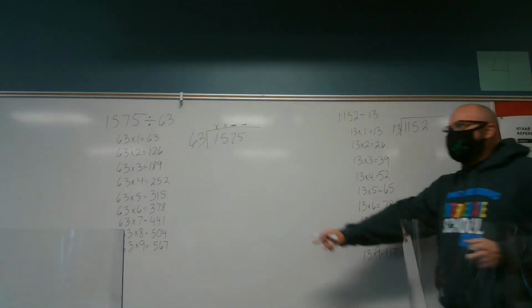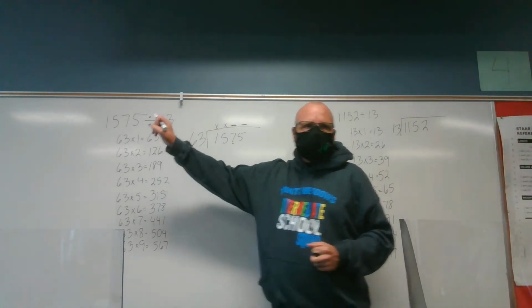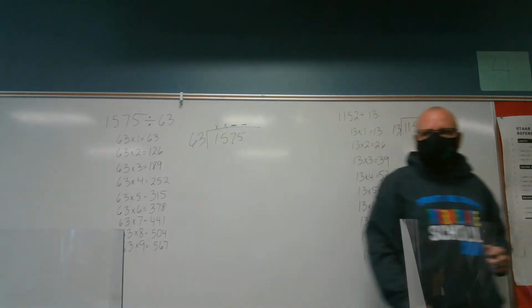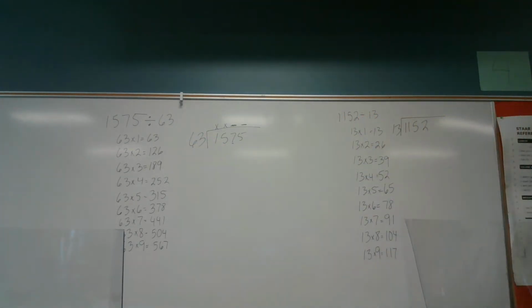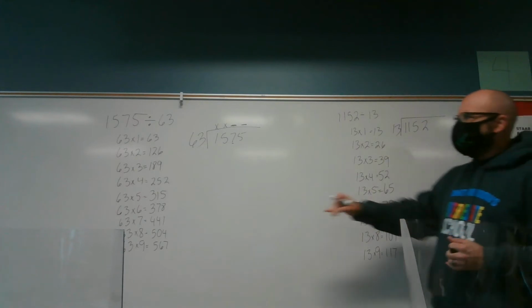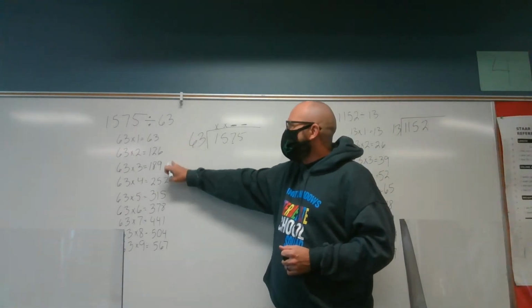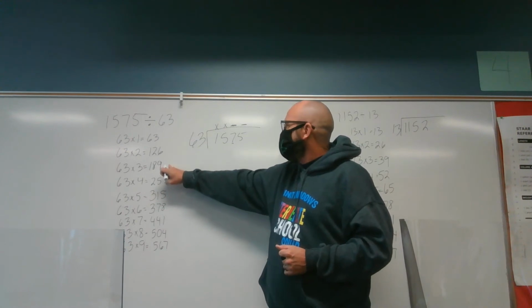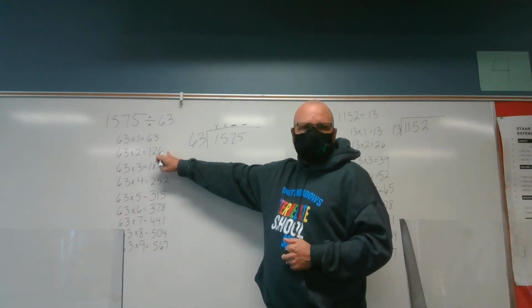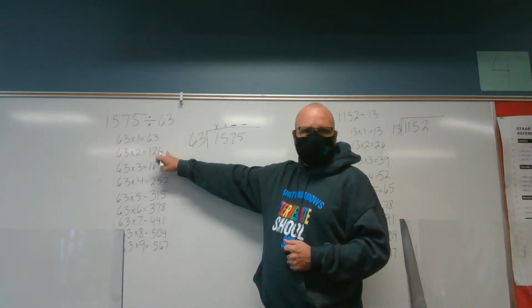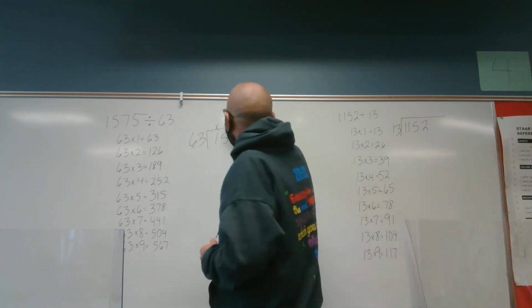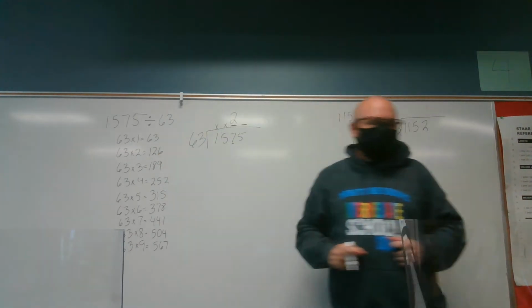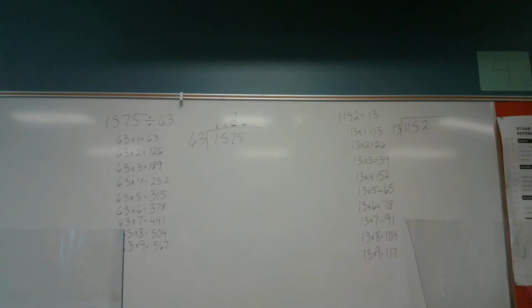So I look at my multiples of 63. And I want to get as close to 157 as I can possibly get without going over. So I have 63, 126, 189. Oh, 252 is too big. 189 is too big. Oh, it looks like 2 works, because that's as close as I can get without going over. So my 2 is going to go directly above the 7, because I'm taking it into 157.